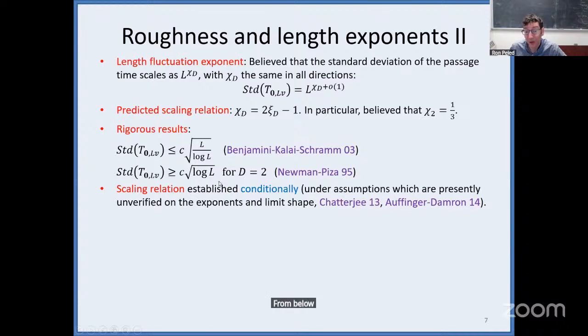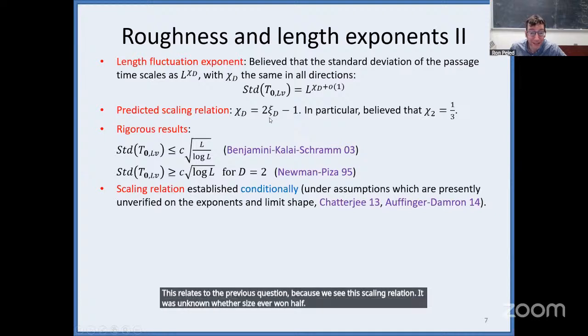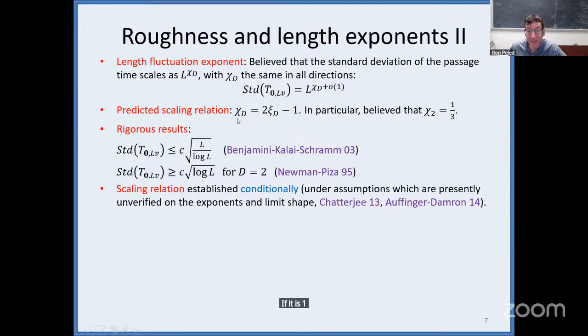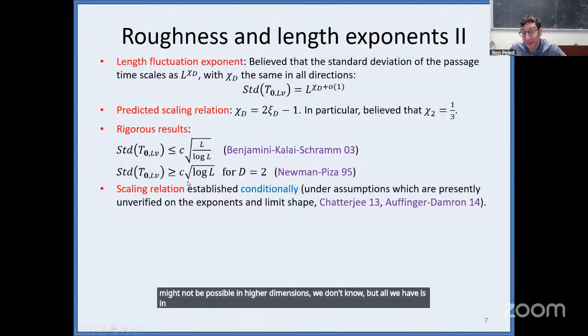From below, we only have a lower bound in 2 dimensions. This relates to the previous question because we see this scaling relation. It was unknown whether psi is ever 1/2. If it is 1/2, then chi would be 0. So then a non-trivial lower bound might not be possible in higher dimensions. We don't know. But all we have is in 2 dimensions. And again, it's a rather poor bound.